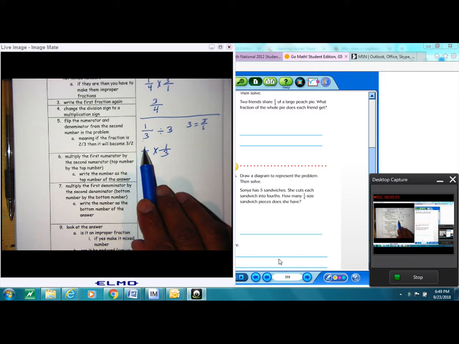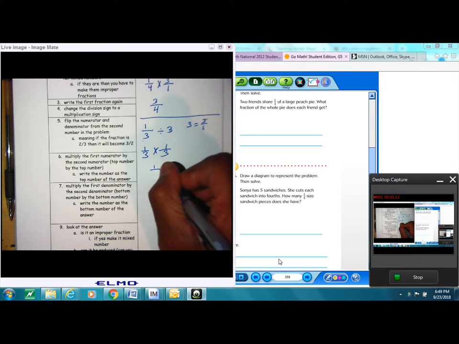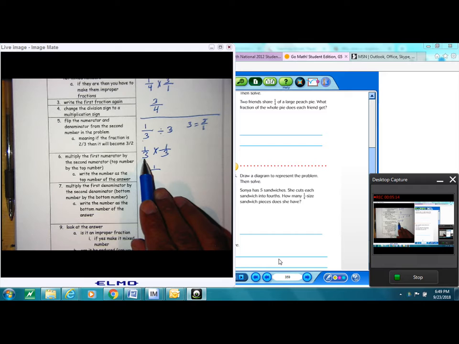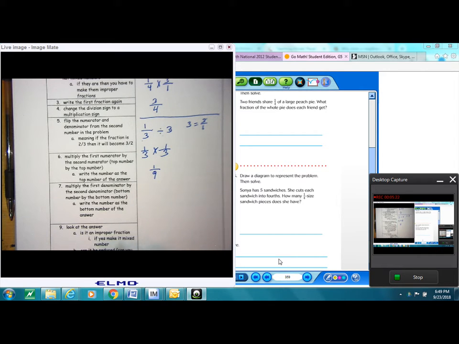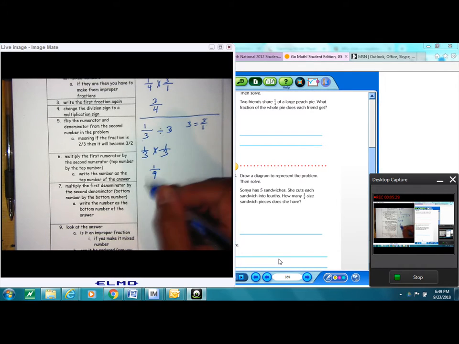Now you multiply the top 1 times 1, or the top number times the top number. 1 times 1 is 1. Then you multiply the bottom number times the bottom number. 3 times 3 equals 9. Then you're supposed to look to see if it's an improper fraction. It is not. Then you're supposed to see if it's in simplest form, and it is.